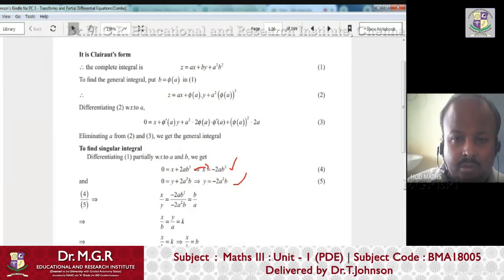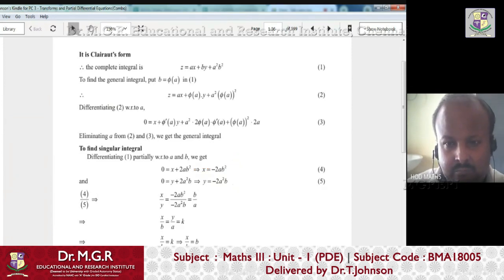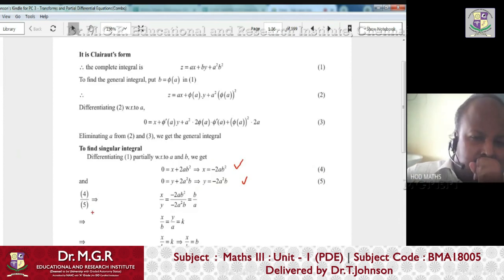So you just divide these two things, x and y. So you are getting two equations. One is this, another is this. Equations 4 and 5. Just divide 4 by 5. So x by y becomes minus 2ab square divided by 2a square b. So here b will cancel. Similarly, this a and this a will cancel.